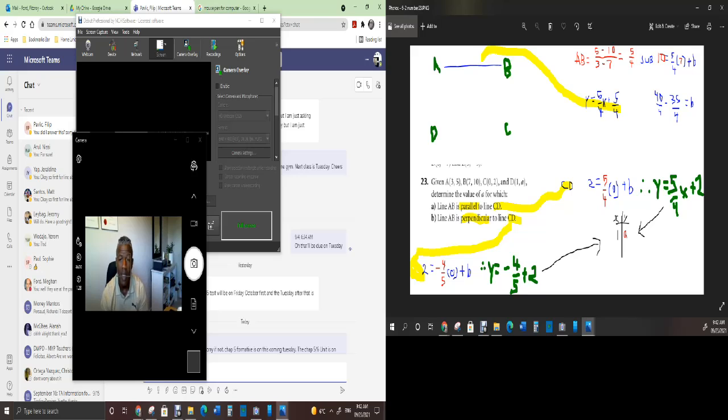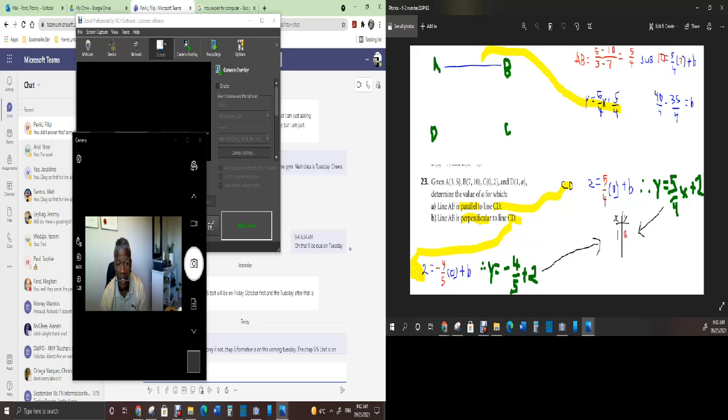Now that I've generated the equation for this line, it says, all right, tell me what happens with a parallel line. What's the value of a in that parallel line? Well, I know that a parallel line has the same slope. Everything else is going to be different.